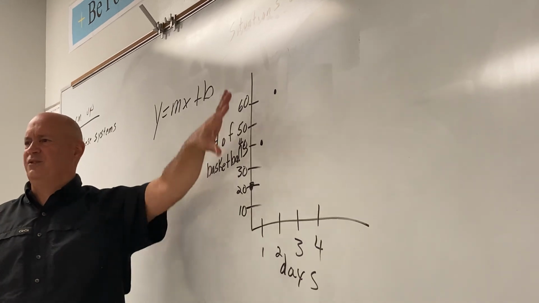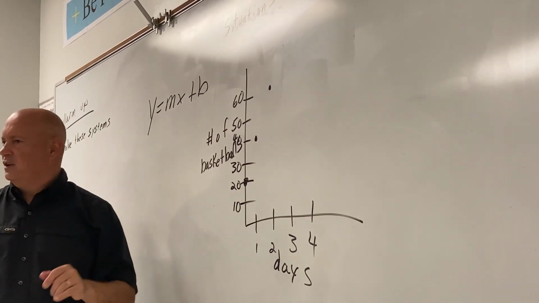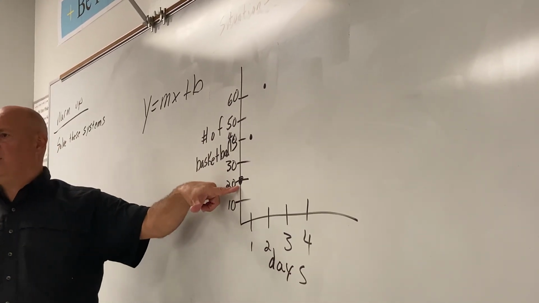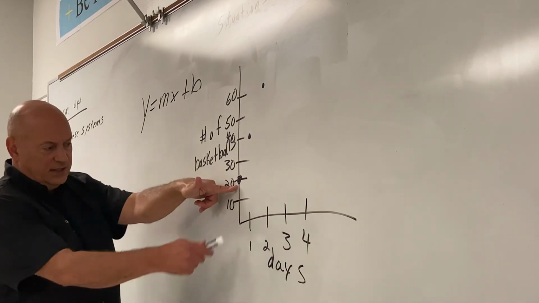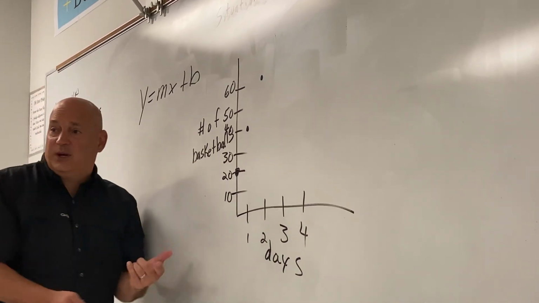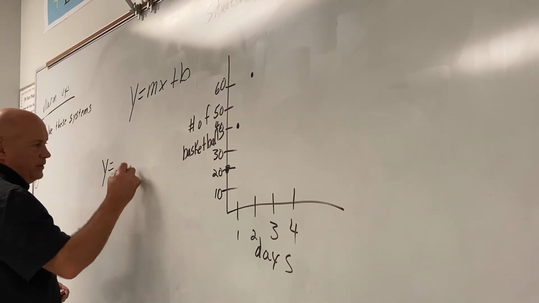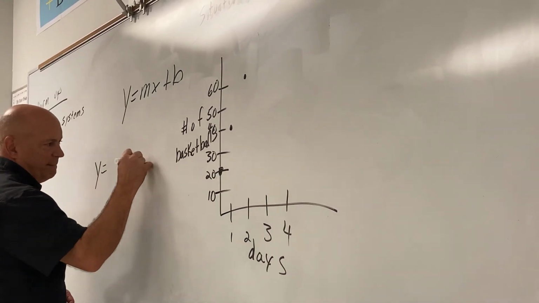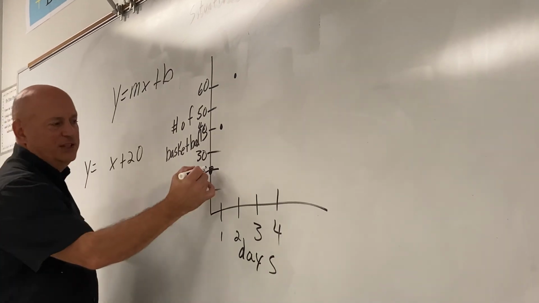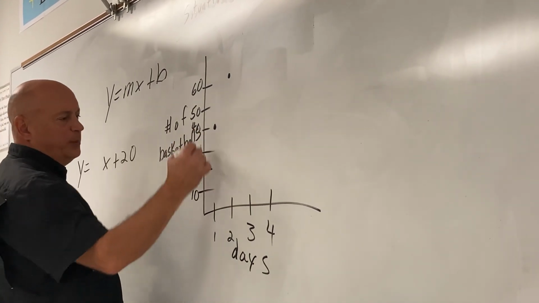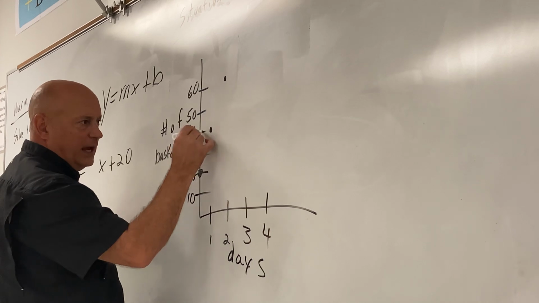Where does this graph start? How many basketballs does it start at, Jinx? Do y'all agree with Jinx that it starts at 20? Very nice. Because at 0 days, there's already 20 basketballs made. So let's go ahead and put 20 for the y-intercept. Now we just need to find how much it changes. So let's do the slope. Let's do rise and run.